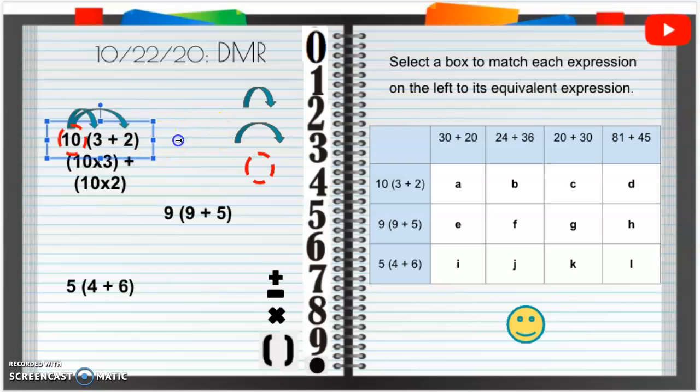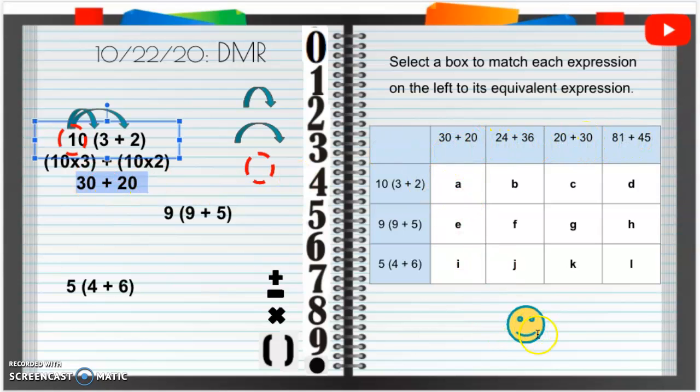All right, now, I'm going to make that a little bit bigger for us to make sure we can fit it all. All right, now, after that, we know that 10 times 3 is 30. We're going to keep that addition symbol, and then 10 times 2 is 20. So 30 plus 20, which of these say 30 plus 20? In that order. A, box A. So I'm going to drag my smiley face over that A. So it's going to be box A.